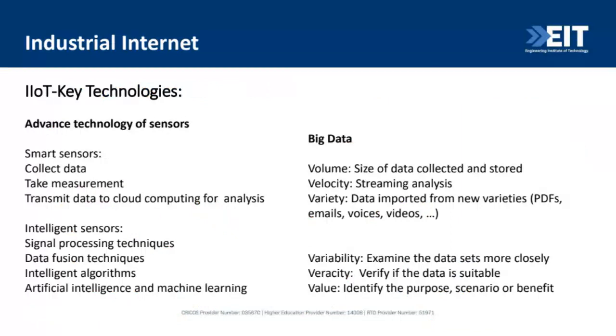these two are the key technologies of industrial Internet of Things. So we have smart sensors, which are advanced technologies, and we have big data, which is collected, processed, and transferred by smart sensors. So we have two different terms, smart sensors and intelligent sensors. Some researchers and technicians believe that these are totally different, because they think that smart sensors just collect data, take measurements, and transmit data to the cloud for further analysis. But intelligent sensors do signal processing techniques, data fusion, intelligent algorithms, artificial intelligence, machine learning, and so on. So what I can see is a combination of both of them, smart or intelligent, doesn't matter.